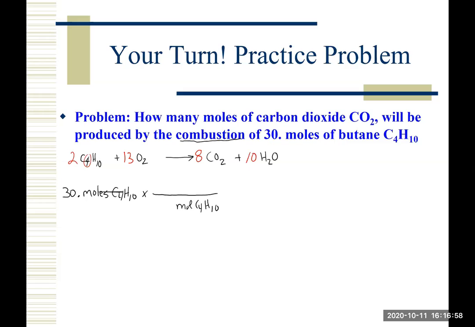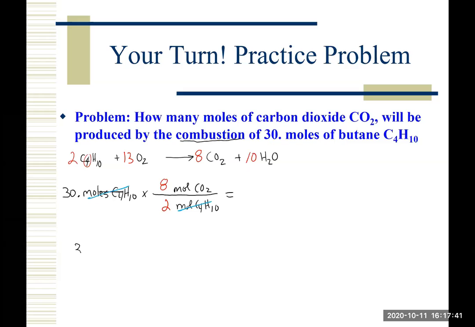We can use the stoichiometric coefficient to get from moles of butane to moles of carbon dioxide. So we put moles of carbon dioxide on the top. And we can cross cancel our moles of butane. We know that we have 2 moles of butane to 8 moles of carbon dioxide. And so we fill in our conversion factor into our dimensional analysis. The question is asking us how many moles of carbon dioxide, and so it looks like we're done. We just have to do the math.